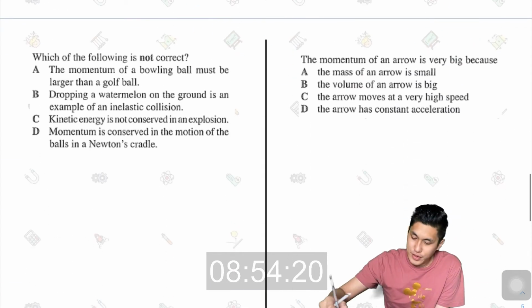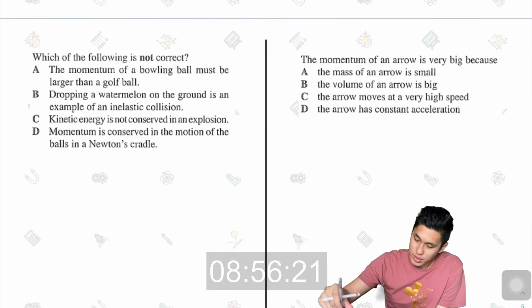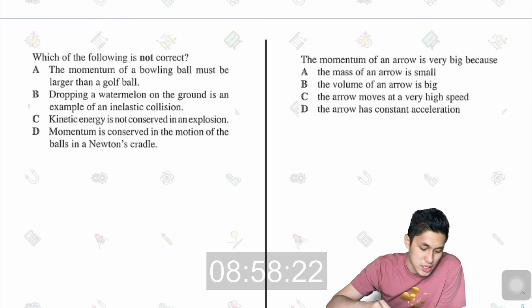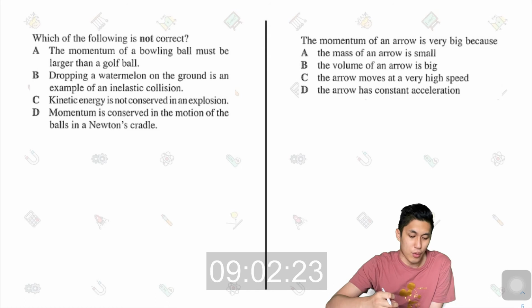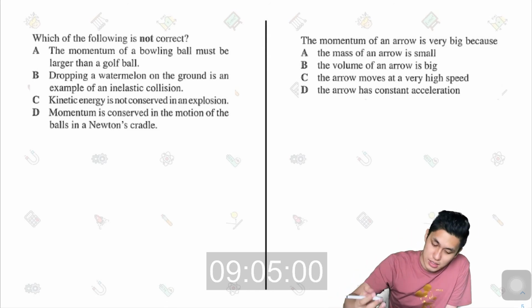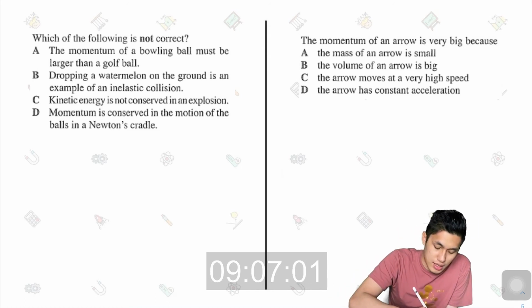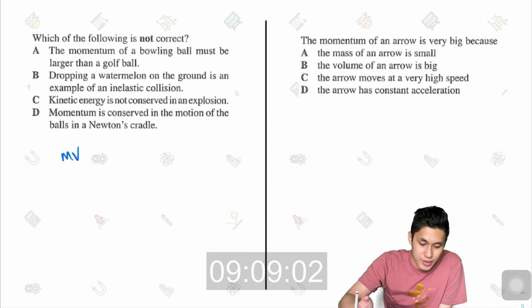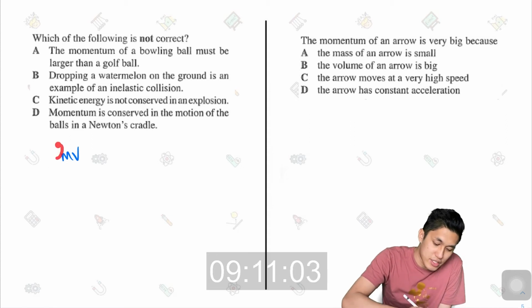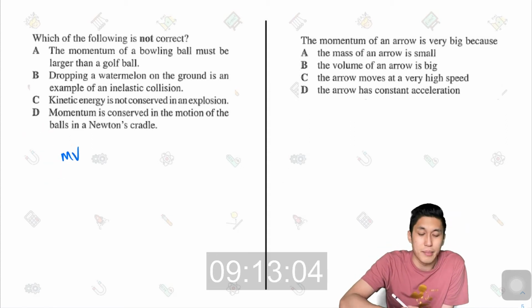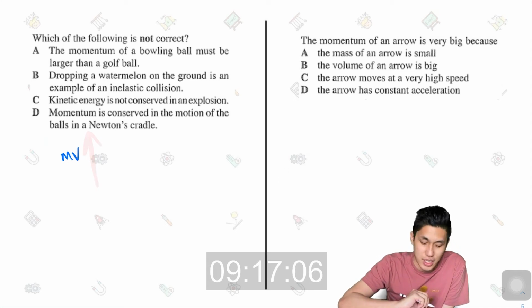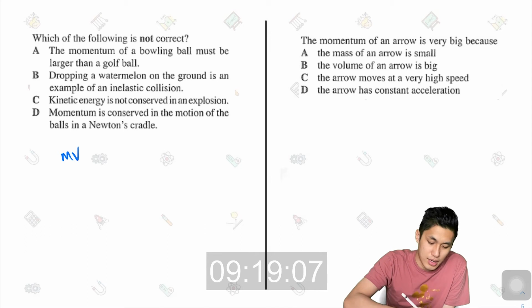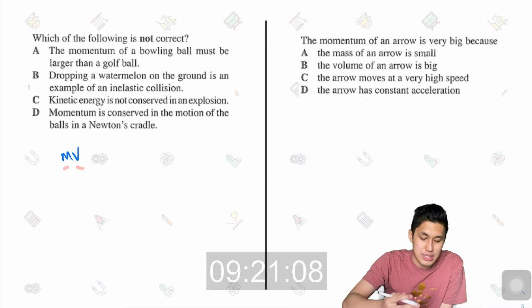Next one, which of the following is not true? The momentum of a bowling ball must be larger than the golf ball. Some people might want to think that it is true, but it's not completely true because momentum is mv. Even though the mass of the bowling ball is much higher than the mass of a golf ball, the velocity of the golf ball could be much higher too. So it depends on two things. You cannot just say the momentum is larger just because the mass is larger.